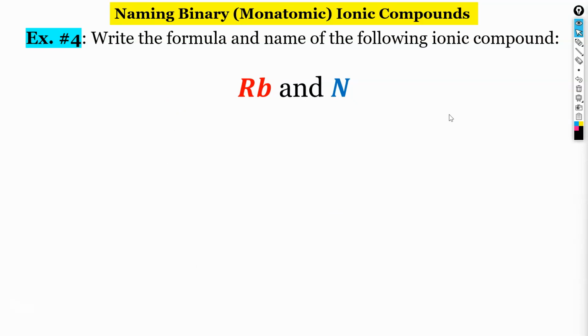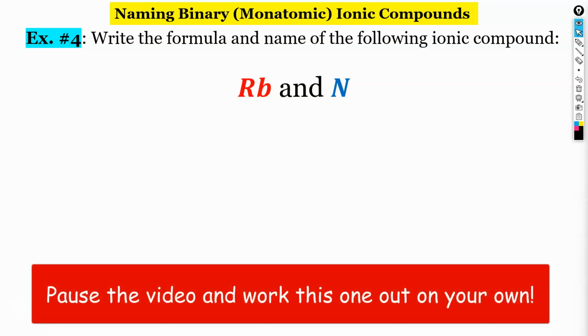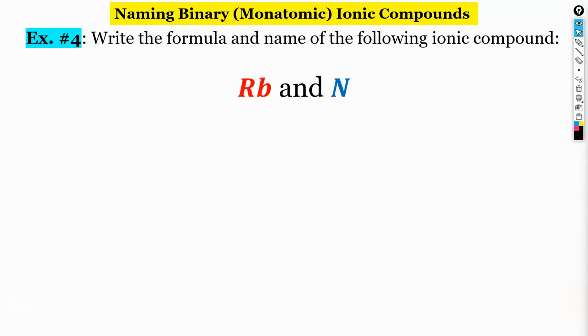Okay, so for these last two, what I'd like you to do is go ahead and pause the video and try to write out the name and the formula for the following ionic compound. We've got rubidium and nitrogen. So don't be that person that just keeps taking notes. Don't look around right now to see if anybody's watching you. Pause the video, try to work this one out on your own. I'm going to keep going through this one.